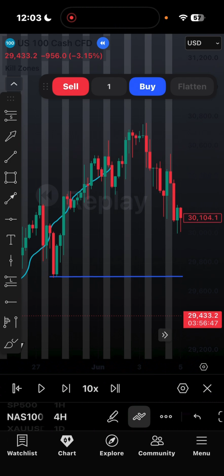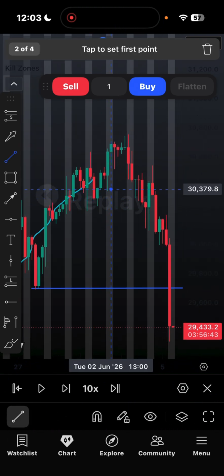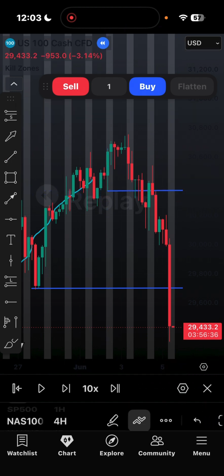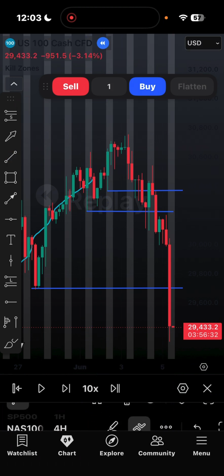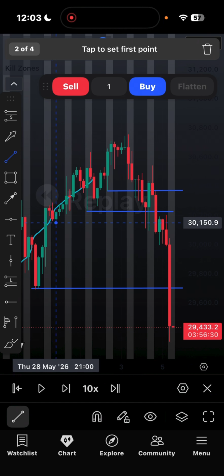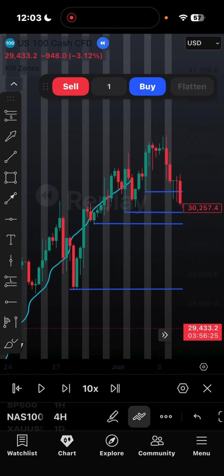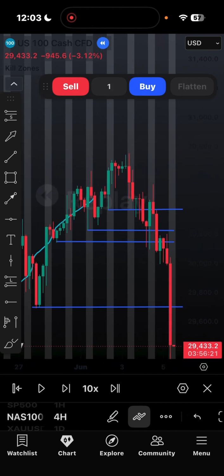So I see here, here's one break of structure, right? There goes one break of structure. There goes two. There goes three. Right? And what I mean by breaking structure is creating higher highs. It's creating higher highs and higher lows.